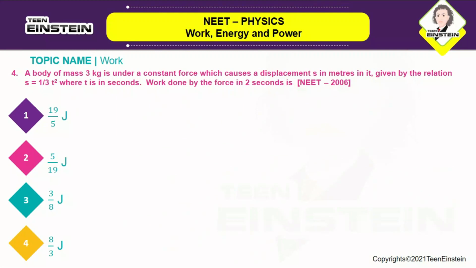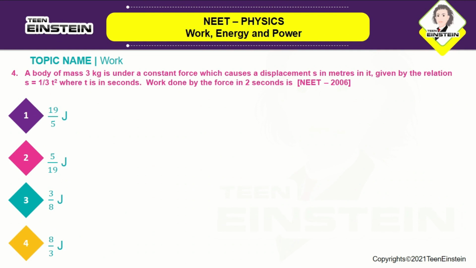Okay, so we will move on with the next question. A body of mass 3 kg is under a constant force which causes a displacement s in meters, given by the relation S is equal to 1 by 3 t square, where t is in seconds. The work done by the force in 2 seconds is.